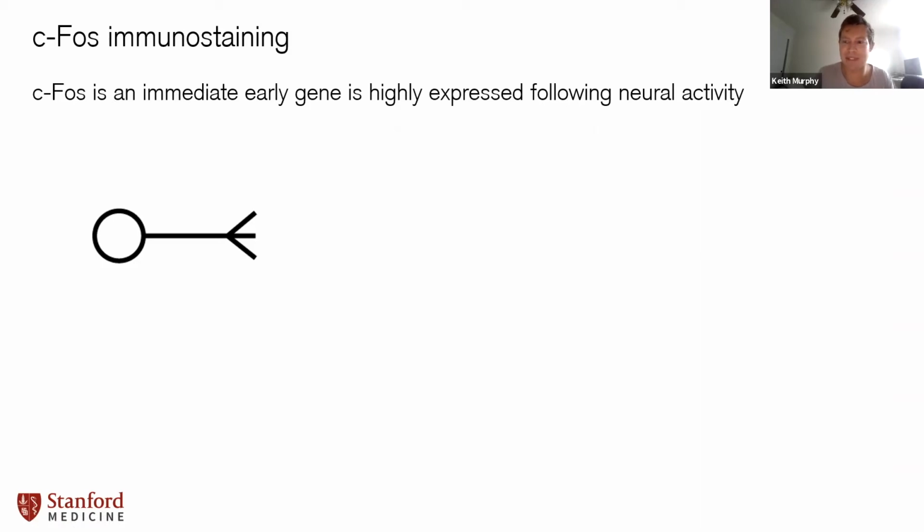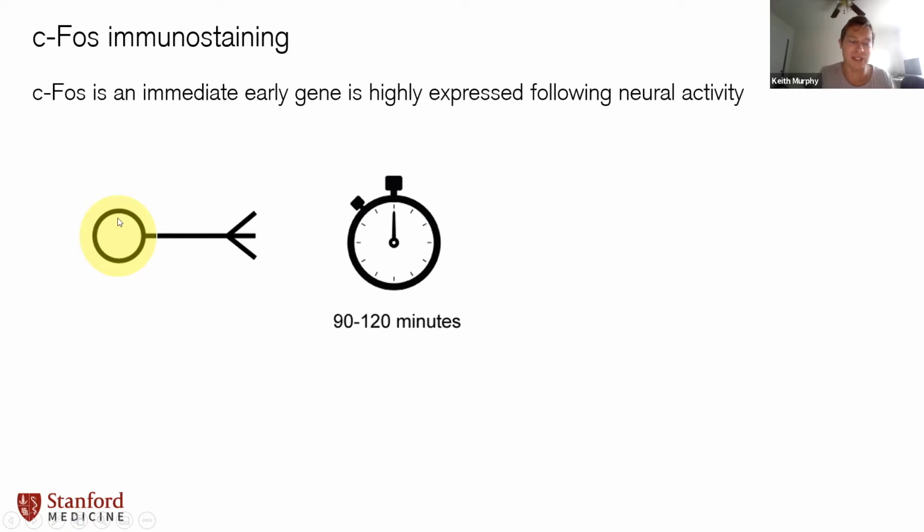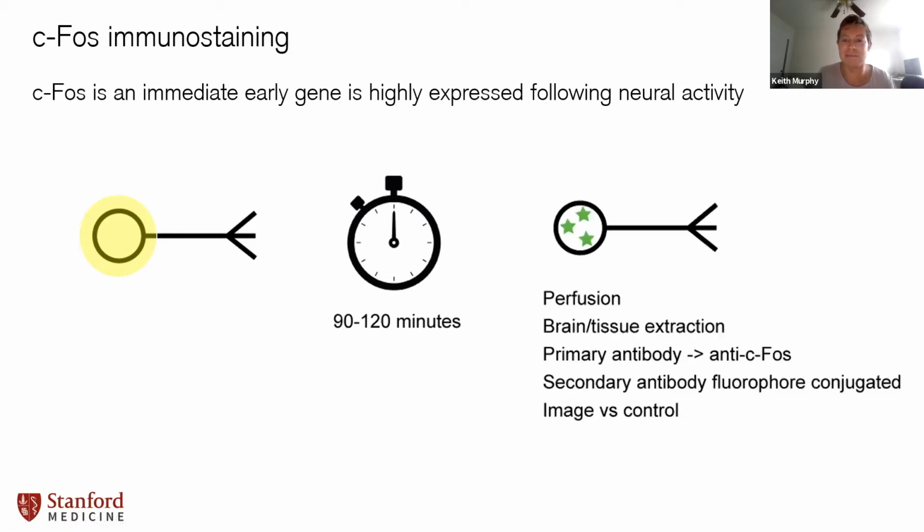So how can that be useful for recording neural activity? Well, the idea is that you have a neuron, this little black drawing here, and let's say the neuron lights up and you wait for this gene to be expressed. So you're waiting 90 to 120 minutes. So in this case, maybe ultrasound was stimulated during this neural activity period, or maybe not.